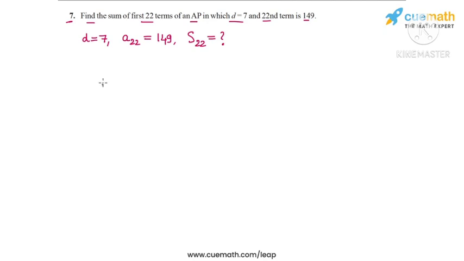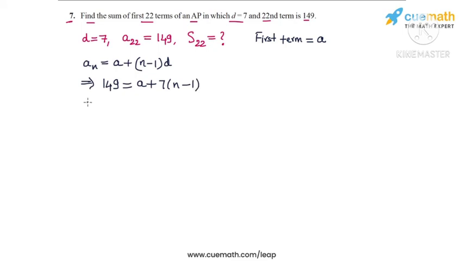So this is what we have to find. So to do this, let's first find the first term of the AP. Let's assume that the first term is equal to A. And we are going to make use of the relation an, the nth term is equal to a plus n minus 1 into d. So an, or A22, is 149. This will be equal to a plus n minus 1 into d. D is 7. So 7 into n minus 1. And n is also known. N is 22. So a plus 7 into 22 minus 1, or 21.